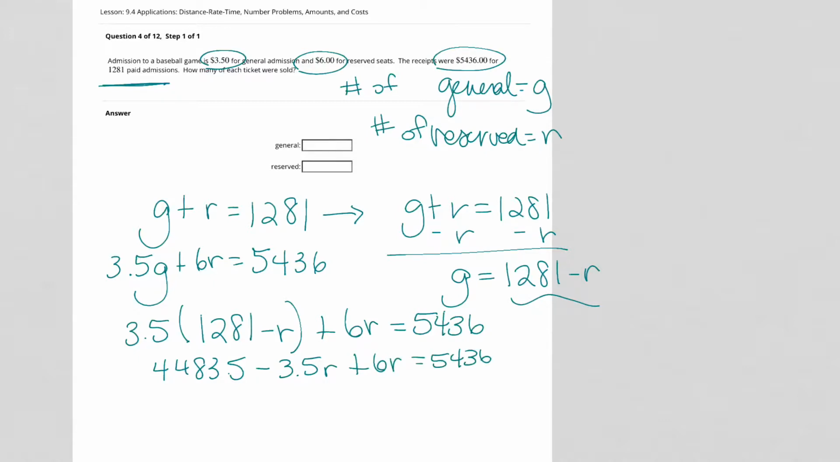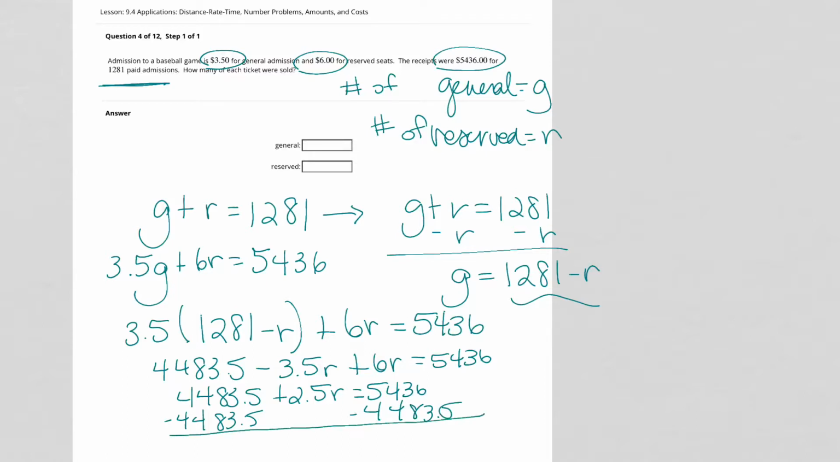Collecting like terms, I have 4,483.5, and negative 3.5R plus 6R is plus 2.5R, equals 5,436. I'm going to subtract 4,483.5 from both sides. That's going to give me 2.5R equals 952.5.